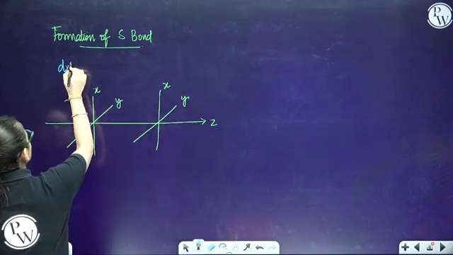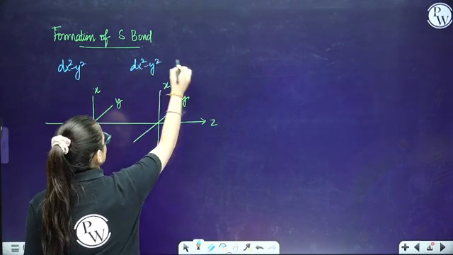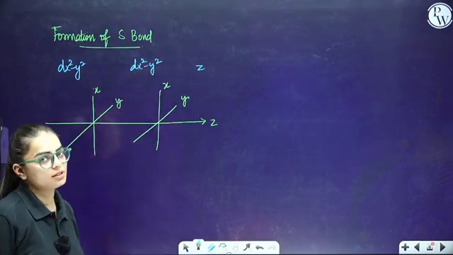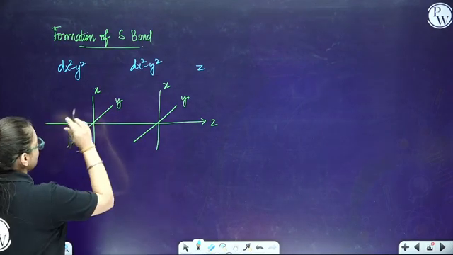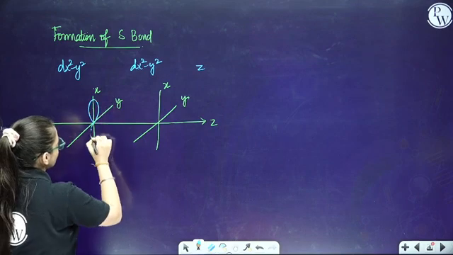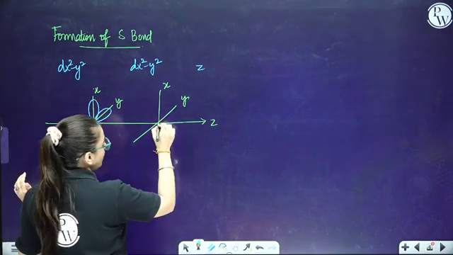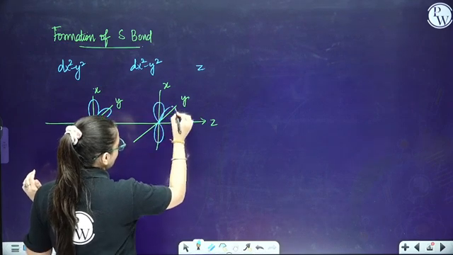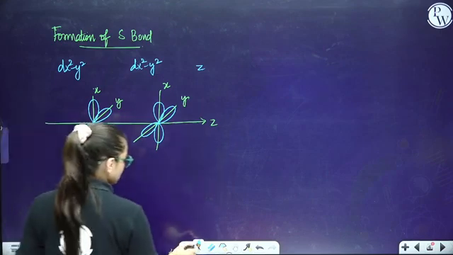So here I am taking dx square y square on the z-axis. I'm taking a simple case so that you won't get confused, because if I directly move on to the complex one, you will feel difficult. So dx square y square, x-axis, y-axis, right? Lobes lie on the axis. Now how is delta bond formation taking place over here?